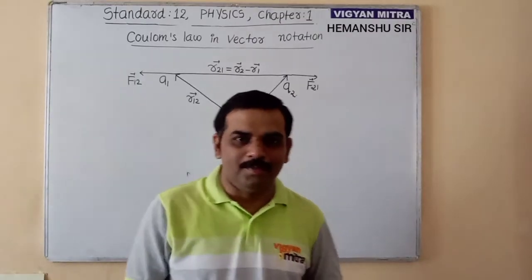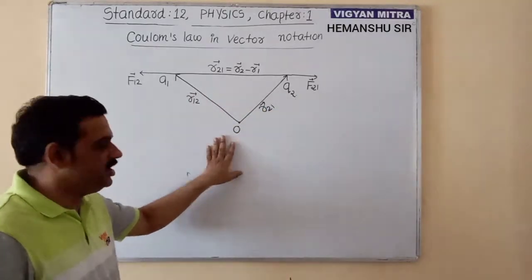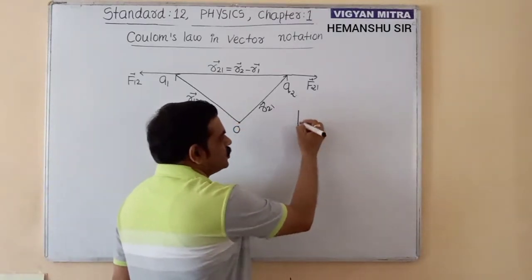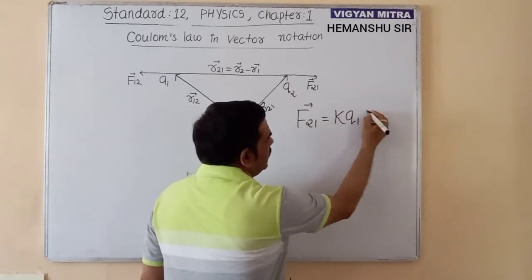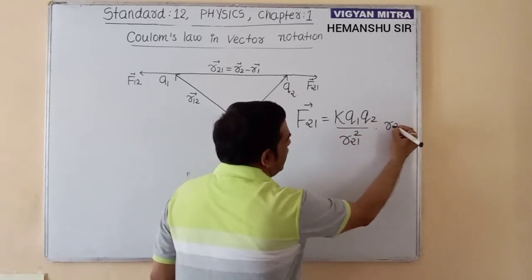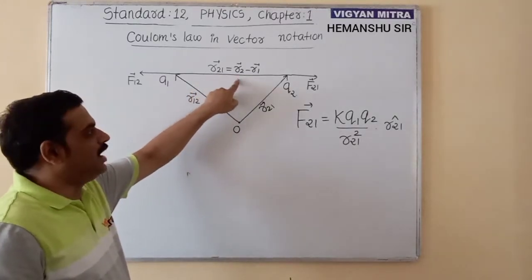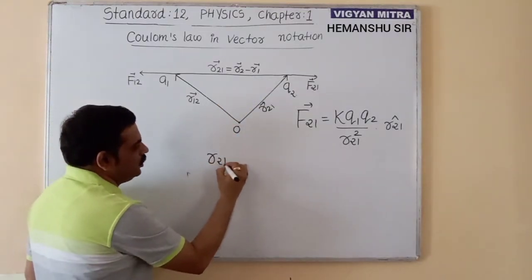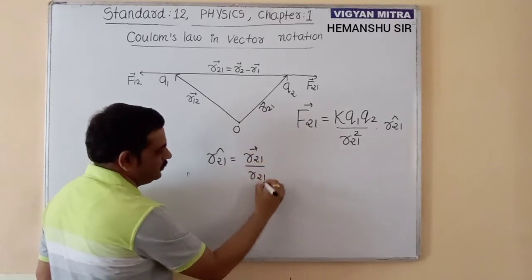Coulomb's law in vector form. Let the position vectors of charges Q1 and Q2 with respect to origin be R1 vector and R2 vector. If we write force on charge Q2 due to Q1, then it is given by equation K Q1 Q2 divided by R21 square into R21 unit vector. R21 vector is equal to R2 vector minus R1 vector. If we write R21 unit vector, then it is vector R21 divided by its magnitude.